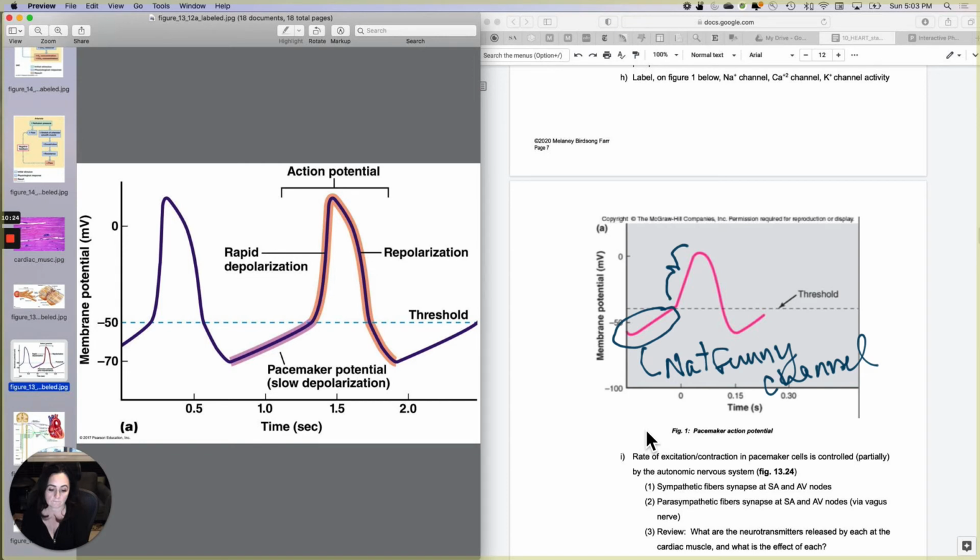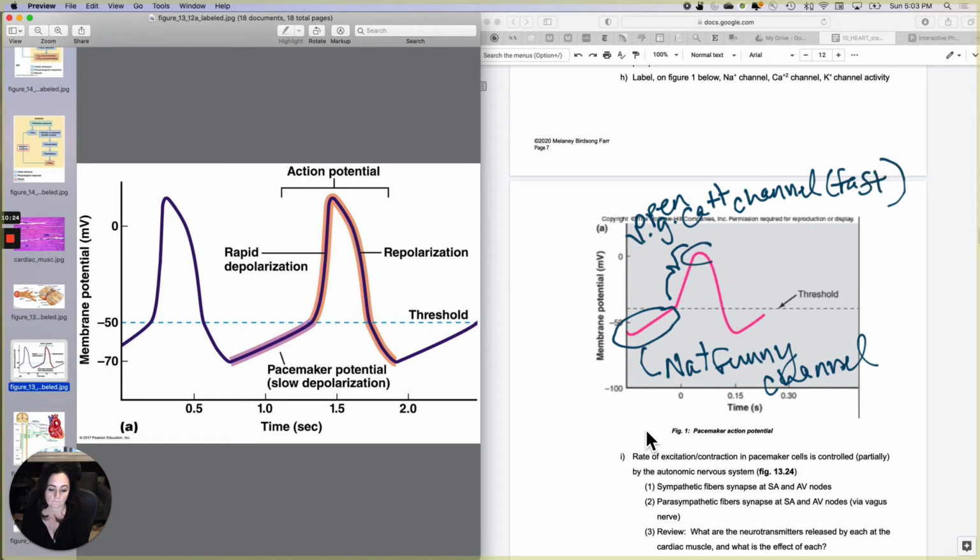Okay. What kind of channel is going on right here? That is an open voltage gated calcium channel. And it's the fast one. We'll meet a slow one soon.